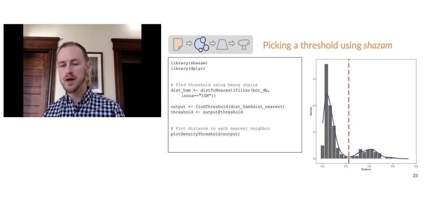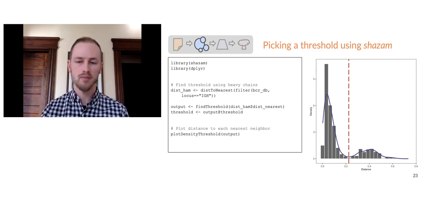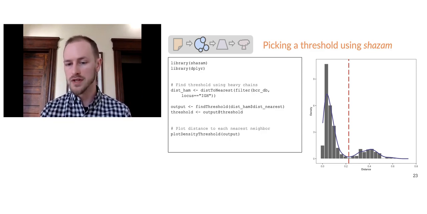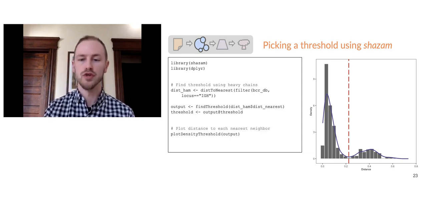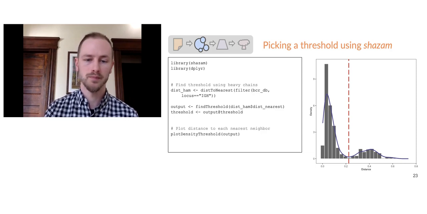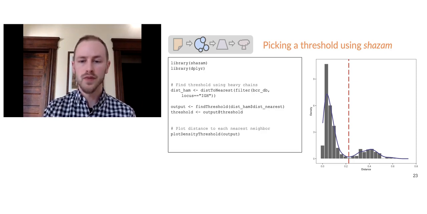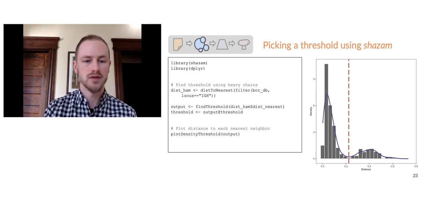If you don't have a bimodal distribution, we have methods for grouping sequences into clonal clusters without that. But oftentimes, if you're dealing with B-cell repertoires, especially from blood samples, you end up with a bimodal distribution, and it's easy to find a threshold. So as you can see, the threshold we end up finding is just over 0.2, and we can create these plots using the plotDensityThreshold function.